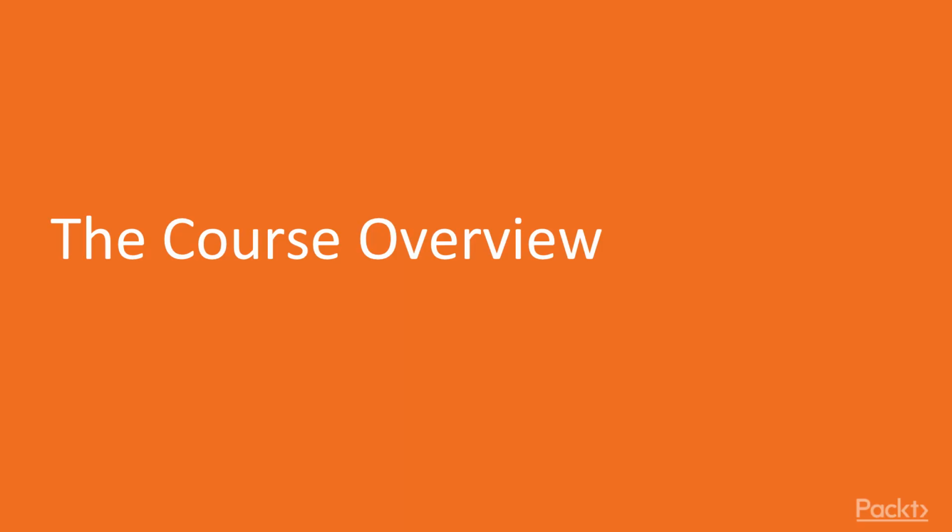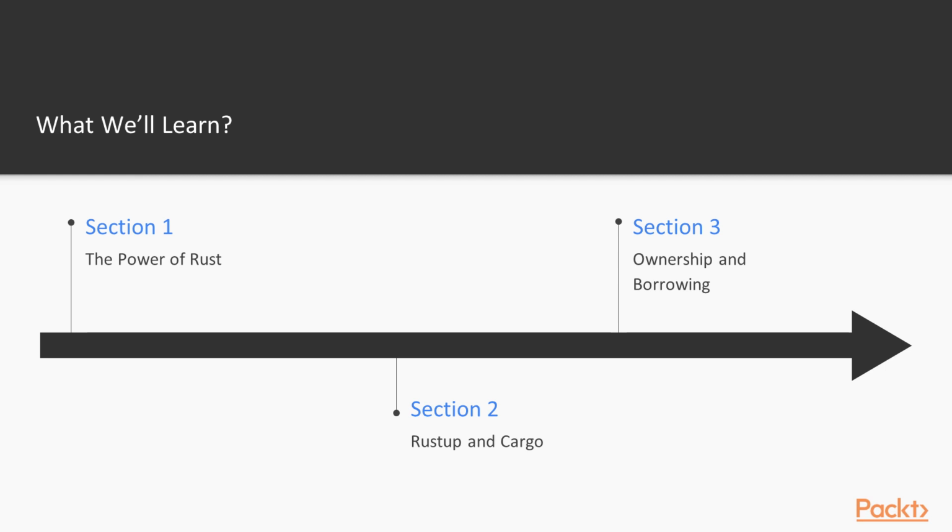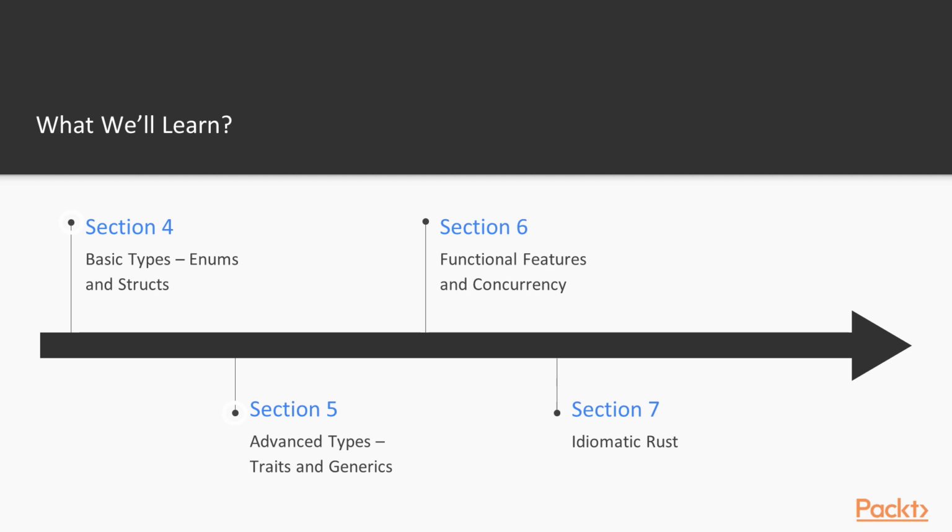In this video, we'll run through a quick overview of the course and see a first glimpse of Rust code. This course is broken up into 7 sections. In the first section, we'll run through the basics of Rust. Then we'll dive into the Rust ecosystem and toolchain, look at the unique features of Rust, examine the type system, and finally, learn about the functional features of Rust and how they lead to idiomatic, safe, and blazing fast code.